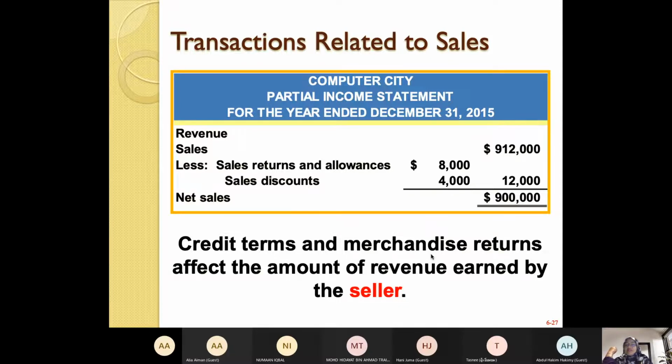You also have a sales discount. What is a sales discount? It means that, for example, you give a discount to your customer, right? So that will be deducted from the sales amount. So now you have net sales. Credit terms and merchandise returns affect the amount of revenue earned by the seller.